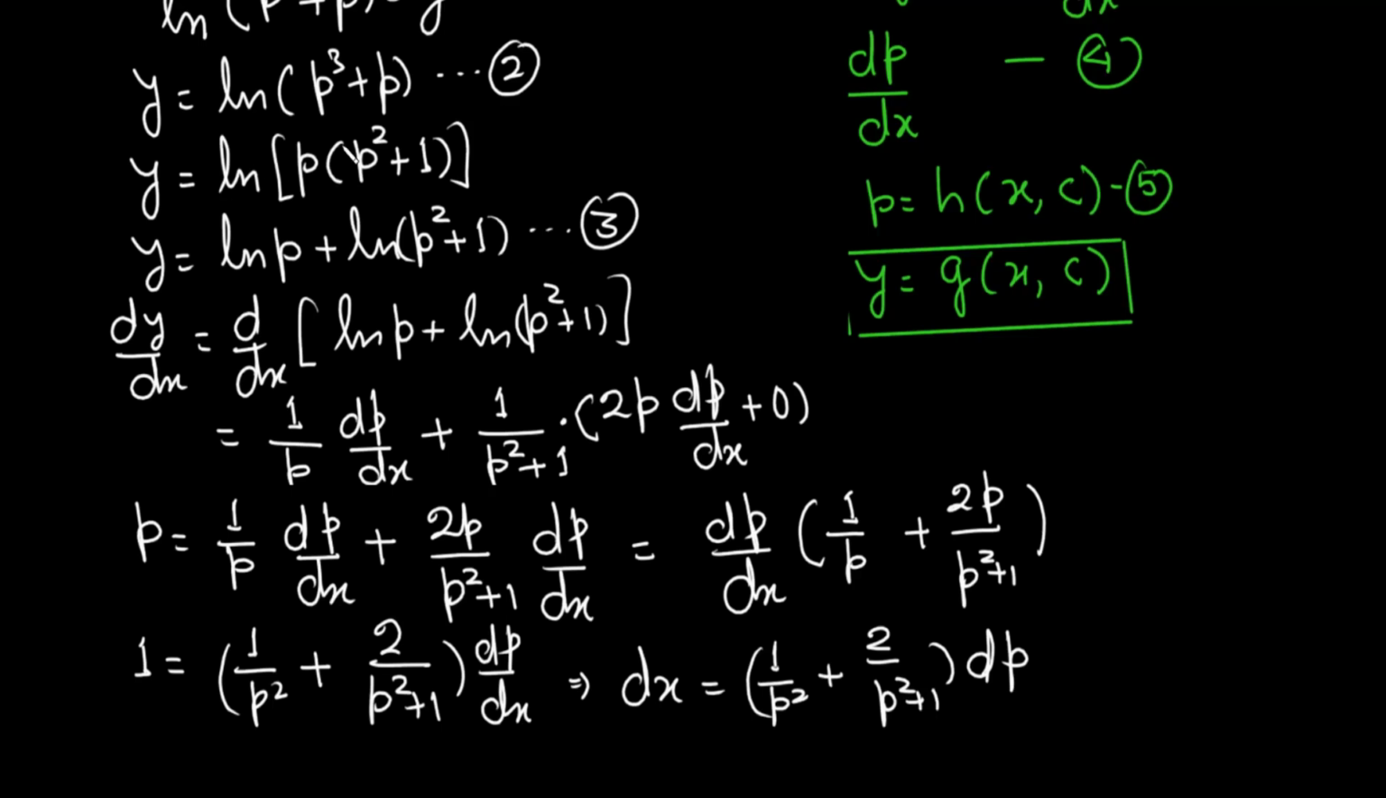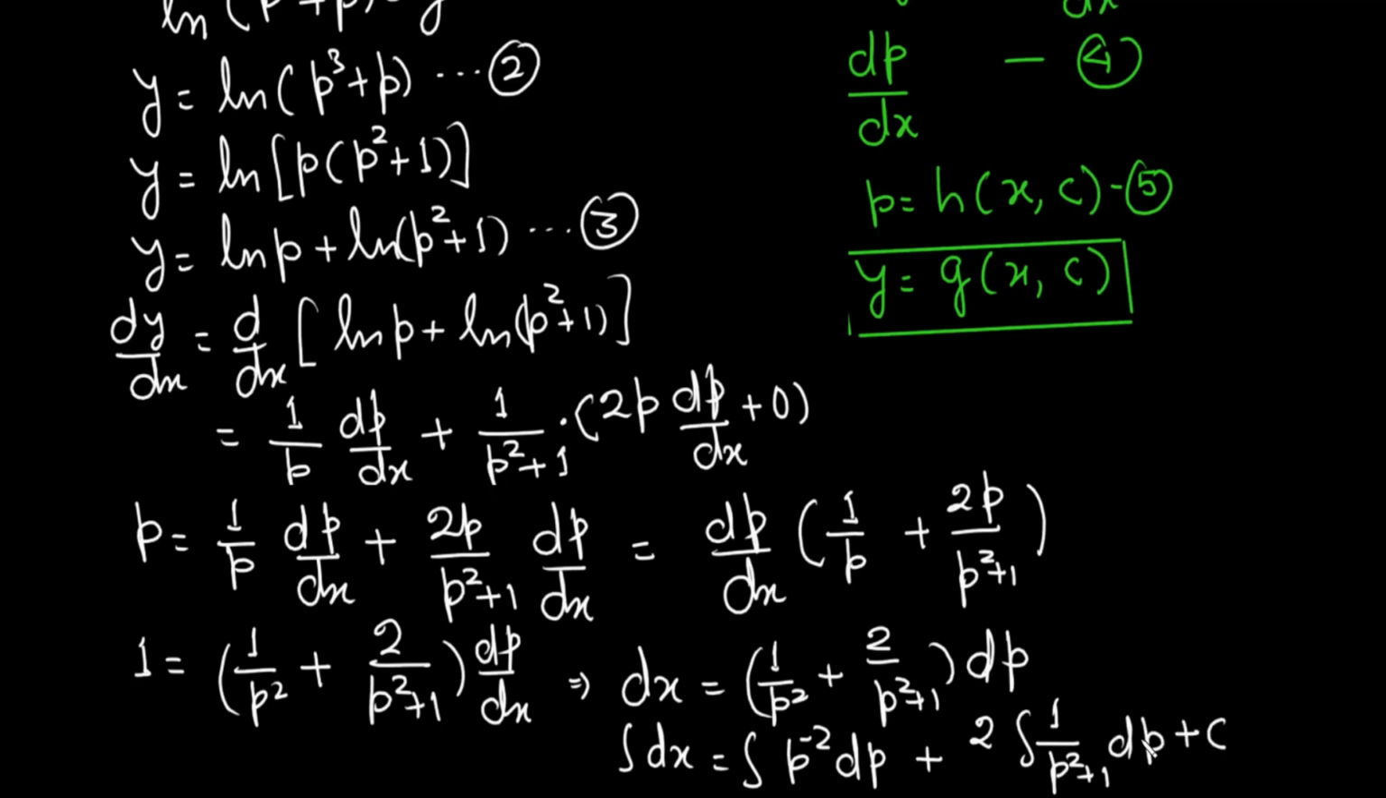Now we used the log property earlier, and now we are reaping the benefits over here because we can easily integrate the function inside the bracket with respect to p. So this is a separable equation. Now we integrate it. Integration of dx is equal to integration of p raised to the power minus 2 dp plus 2 times integration of 1 over p square plus 1 dp plus arbitrary constant c.